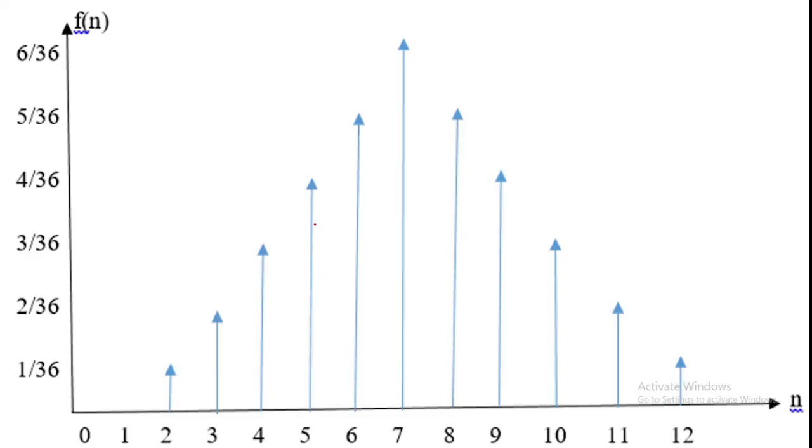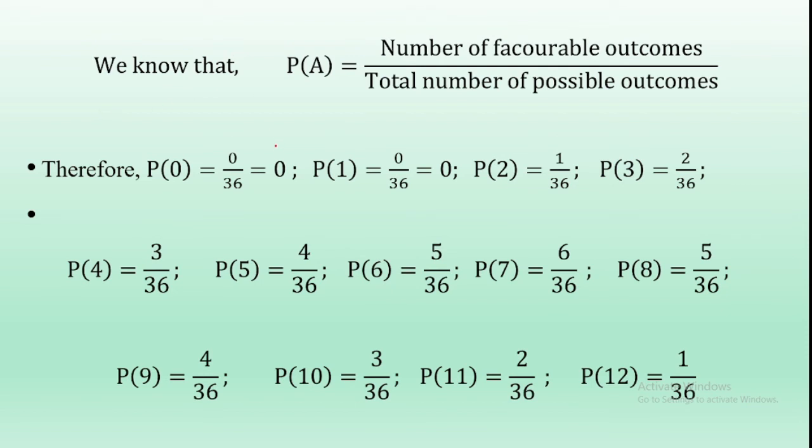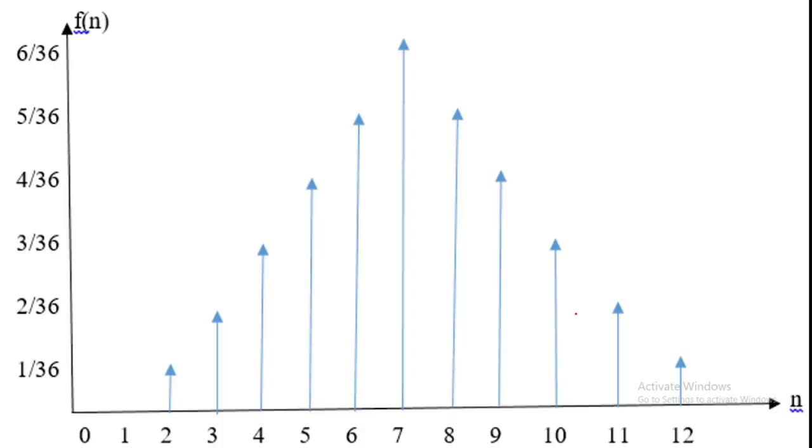After that, draw the graphical representation of the probability density function versus values of n. What are the values of n? n is equal to 0 to 12. The x-axis is values of n, that is 0, 1, 2, 3 and so on to 12, and the y-axis is the probability density function. Sometimes the probability density function is called a probability function. The minimum value of the probability function is 0 and the maximum value is 6 by 36. These are on the y-axis.